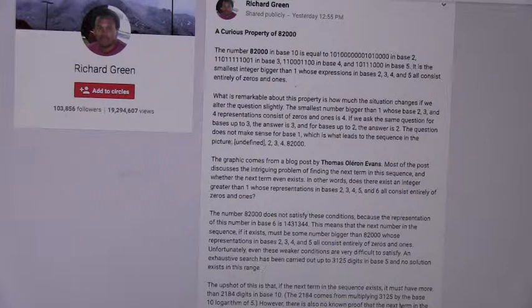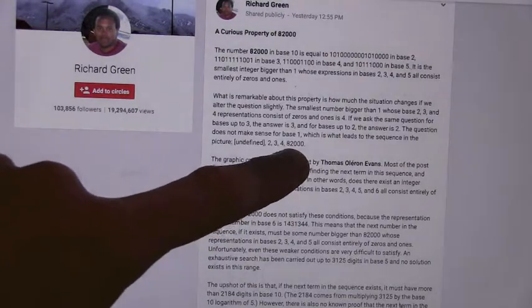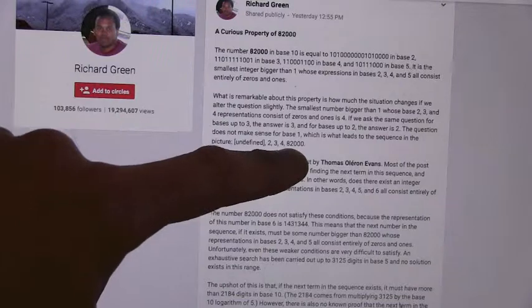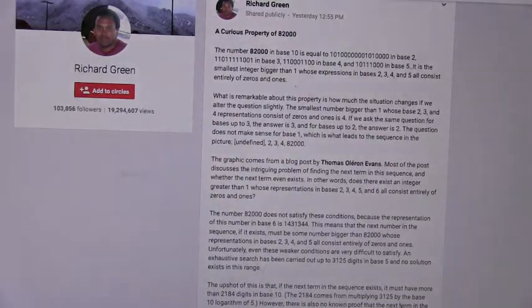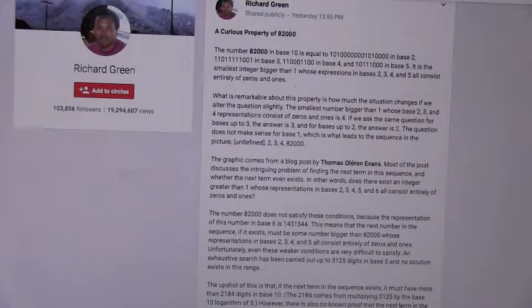And even one more thing that's amazing, by the way, is no one even knows if there's another number above 82,000 that's just all ones and zeros in base 2, 3, 4, and 5. Even that's unsolved. Wow. So let's take a look at this question and see if we can do a little exploring, okay? All right.